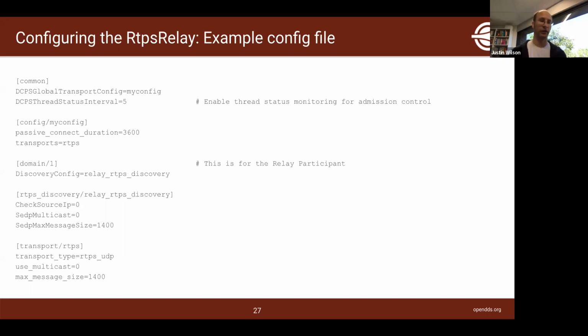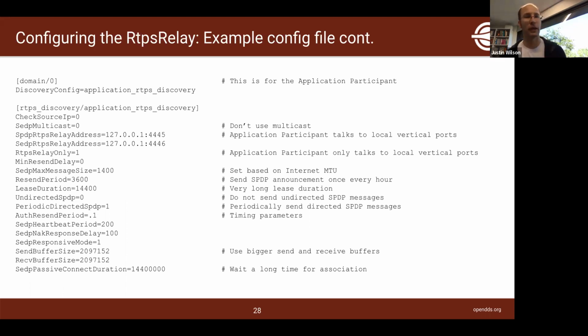If you want to deploy it in the cloud, similarly, multicast doesn't work, so you need to disable that. And also, you need to typically set a max message size because the cloud may not support large frames. And similarly, the transport config is essentially saying very similar things. For the application participant, it's in domain 0. It similarly is disabling a source IP check, disabling multicast because we know it's not going to work. But we then configure the vertical handlers. So in this particular case, we're always going to talk to our local vertical handler. We're going to set a flag called RtPS Relay only because all of the traffic we send should go through the relay. And then we configure various things about message sizes and how often we want to resend our SPDP.